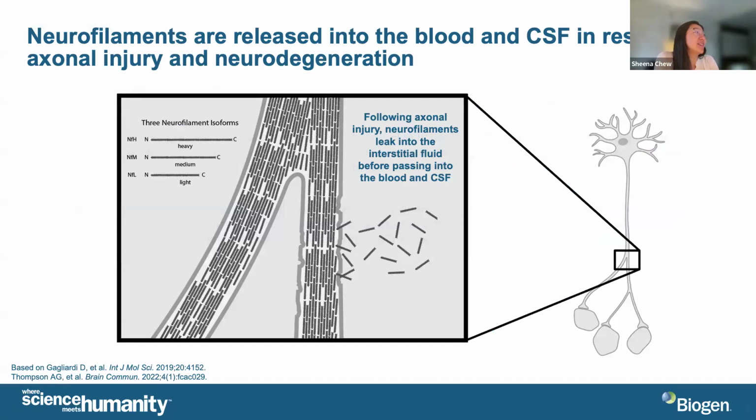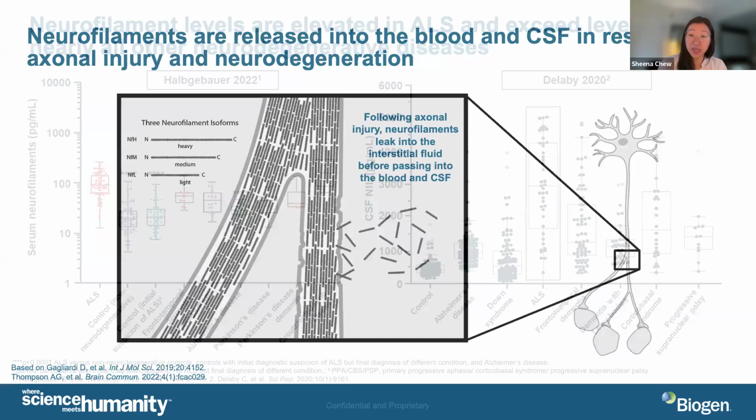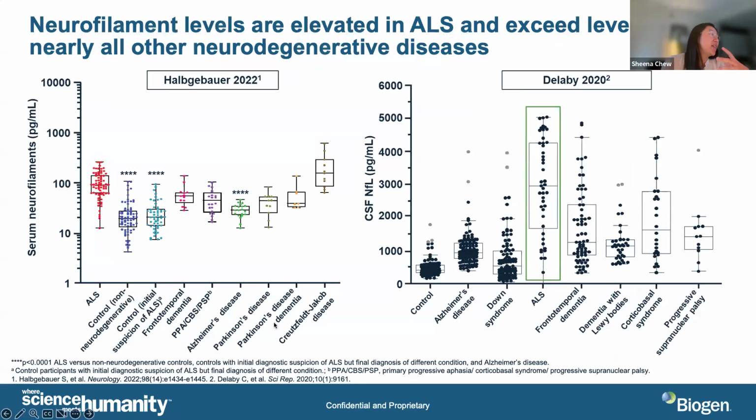So let's just get started. Neurofilament is a cytoskeletal protein that is highly expressed in neurons, especially in axons. Following axonal injury or neurodegeneration, neurofilaments leak into the interstitial fluid and can pass into the blood and spinal fluid, where they can be measured in people living with disease. Neurofilament is a nonspecific marker of axonal injury and neurodegeneration, but it's particularly useful in ALS. Neurofilament levels are elevated in ALS as a group compared to healthy controls, and these levels also exceed levels seen in other neurodegenerative diseases like Alzheimer's, Parkinson's, and FTD.